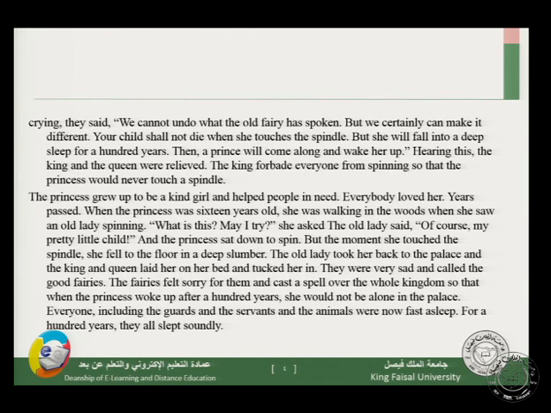And then he found that beautiful sleeping princess, and he liked her very much, and he gave her a kiss, and she woke up from that long sleep, according to the fairies' wish or expectation. And then the prince married this princess, and they lived happily.